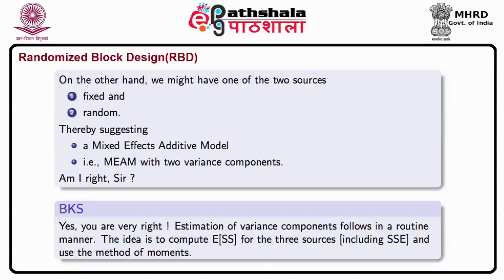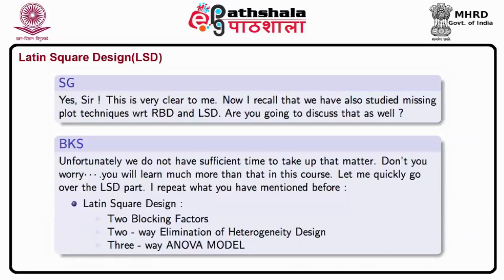Estimation of variance components follows in a routine manner. The idea is to compute the sum of squares in the ANOVA table and their expectations under the true model that we envisage in terms of random effects model. So for the three sources of variation, we compute the sum of squares, we compute their expectation assuming the model is REAM, and then we use the method of moments to estimate these variance components. Yes, sir. This is very clear to me now.